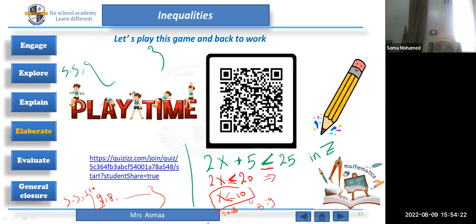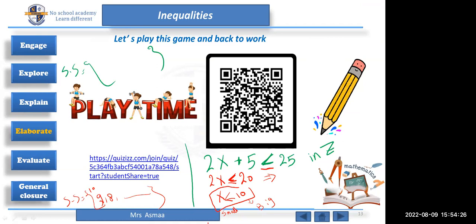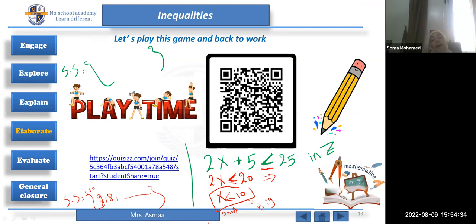Okay? If there is any question, let me know. No? Okay. Now, in this session we took the equation and how to solve it. Then we took the set of numbers and revised the meaning of natural numbers and so on. And then we took the inequality and how to solve it.